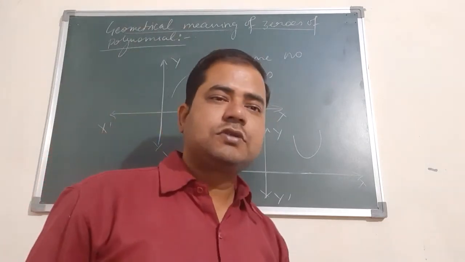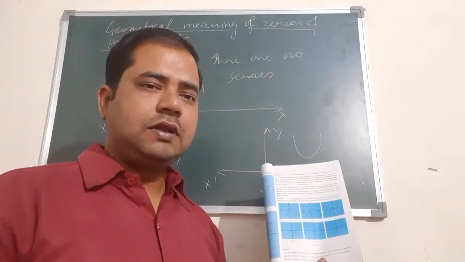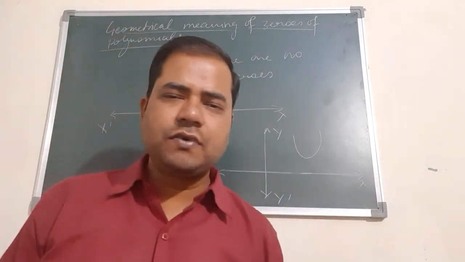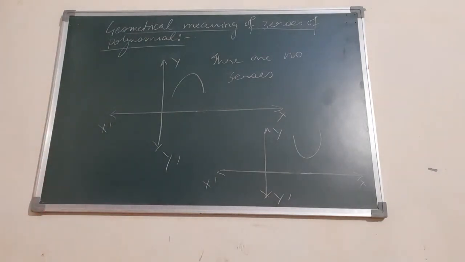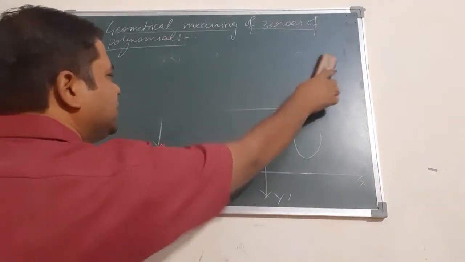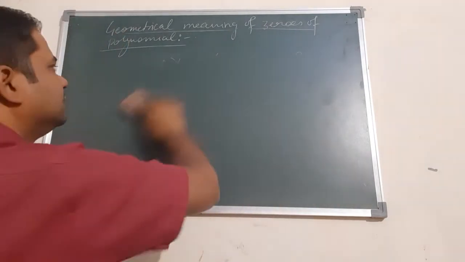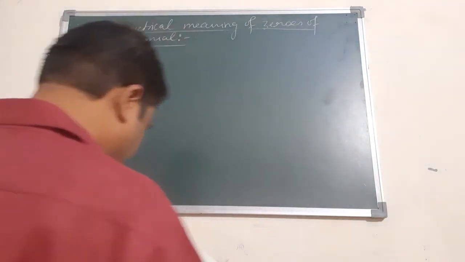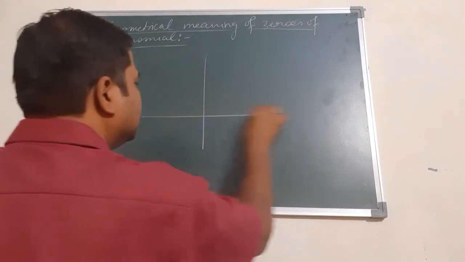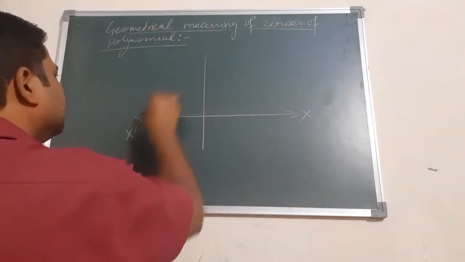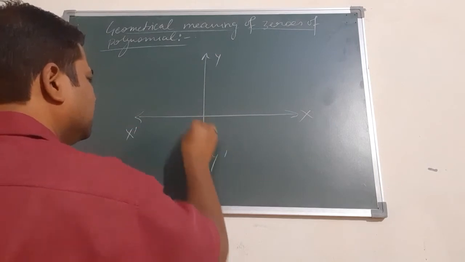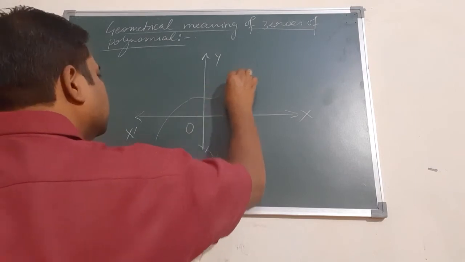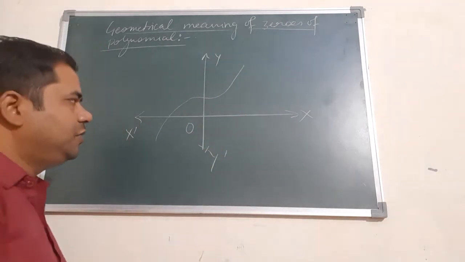Okay. So see example number 1 in the book. There are so many graphs. In this we have to find the number of zeros by seeing the graph. Okay, so the first one is like this. This is the graph. Okay. So how many zeros are there?